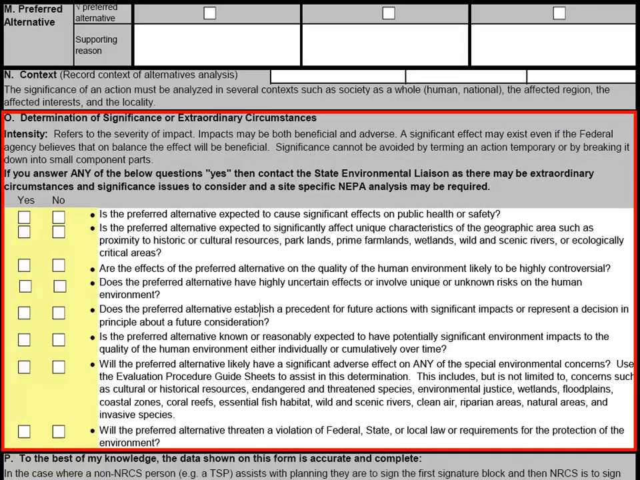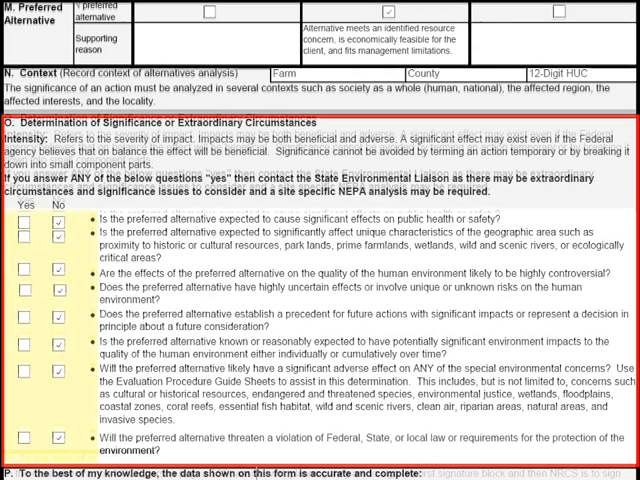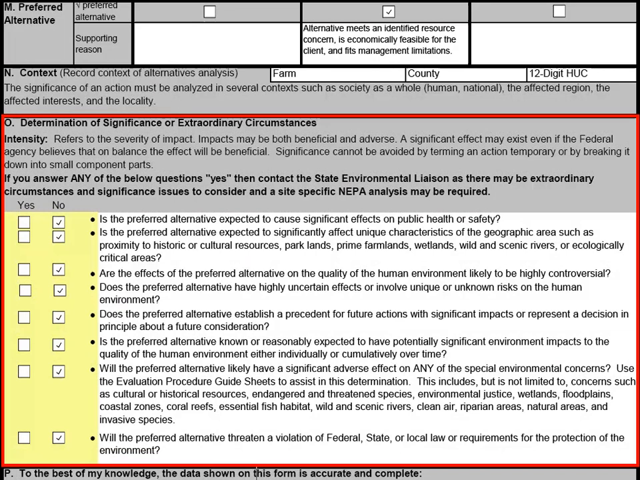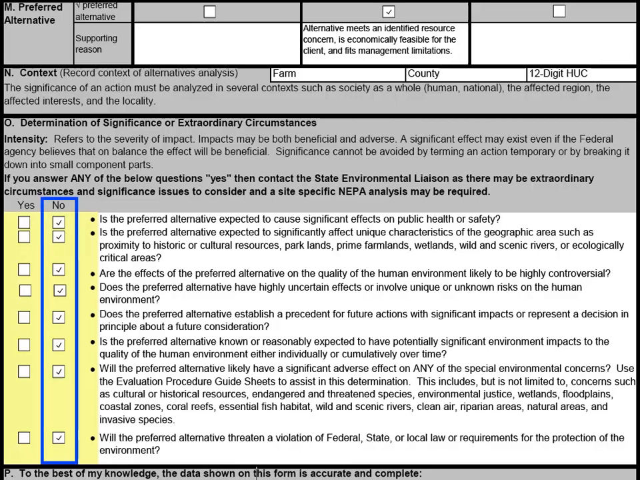In Section O, Determination of Significance or Extraordinary Circumstances, the preferred alternative selected by Mr. Farmer underwent additional evaluation. The planned action was evaluated using the significance factors to determine whether an action would have extraordinary circumstances and potential for significant impacts on the quality of the human environment. To help make these determinations, the impacts of the special environmental concerns recorded in Section J were referenced. In our example, the determination in Section O was documented with a no response for each of the questions.